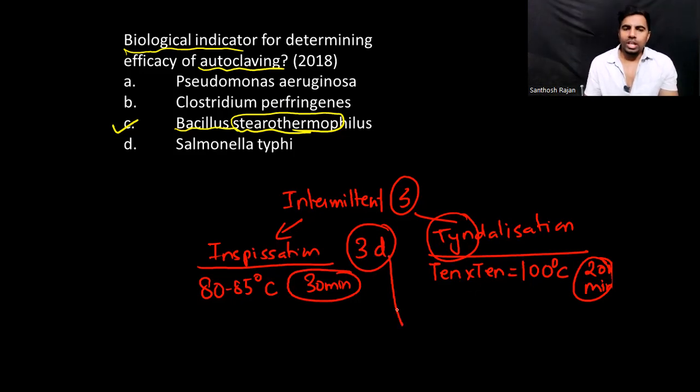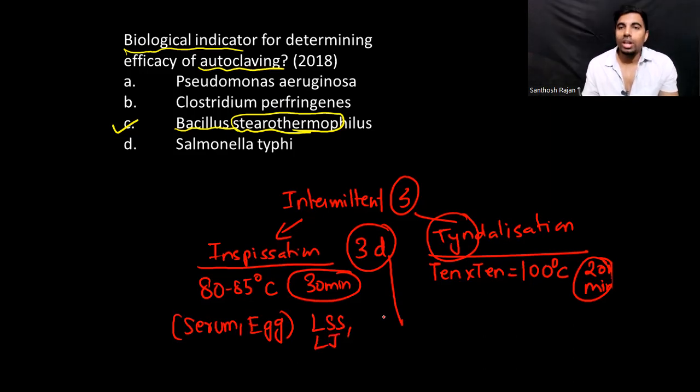Intermittent inspissation and tyndallization are used usually for any media that contains serum or egg or blood. Example, LSS media for Corynebacterium diphtheriae, and LJ media for TB. These media should be sterilized by inspissation, otherwise they will get dried out. So for LSS, LJ or any heat sensitive media, you do it.